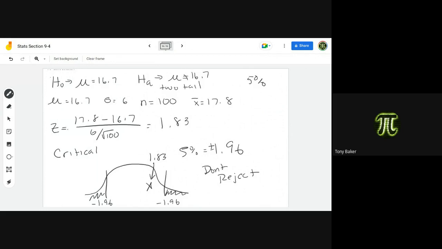All right, because if you did it as a one-tailed test and said it was greater than, then you actually would reject. But in this situation, it's a two-tailed test at 5% significance level. So my Z was 17.68 minus the 16.7 divided by 6 over the square root of 100. So it's equal to 1.83. The 5% critical value, since I cut that in half, at 2.5% is plus or minus 1.96. And 1.83 falls in the do not reject region.